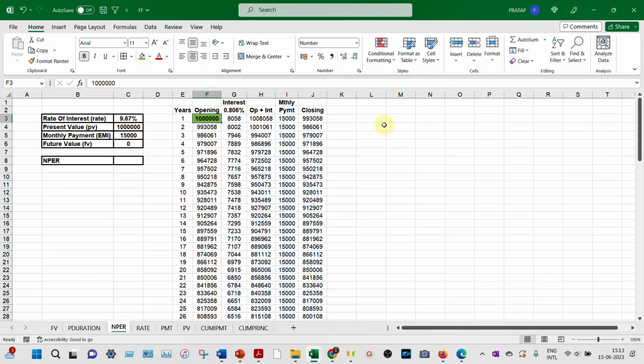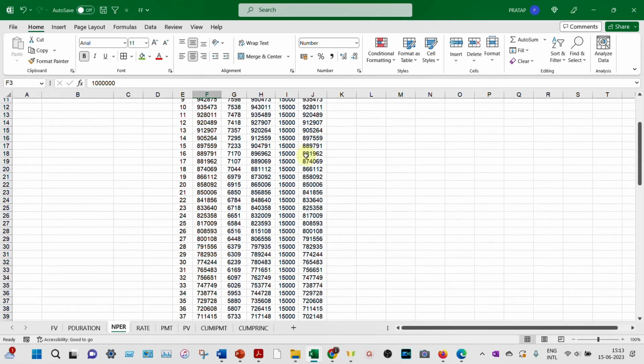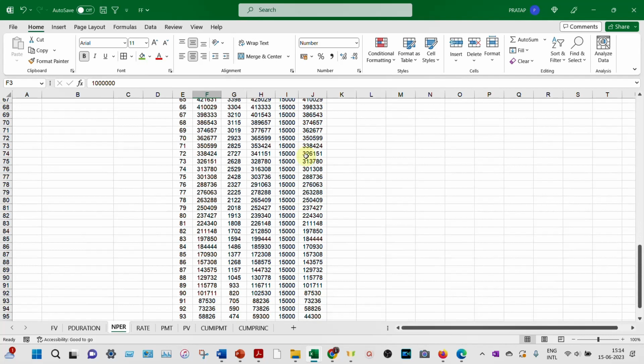At the end of the first month, the first EMI of 15,000 is paid, which gives us a closing balance of 9,93,058 at the end of the first month. In the same pattern, if we continue to move downwards, where the monthly interest is added and the monthly EMI is paid, we move further down just to check where we wind up with the loan repayment schedule.